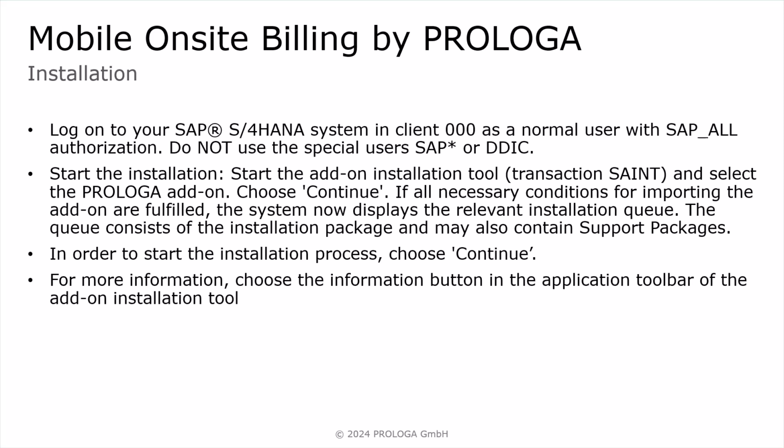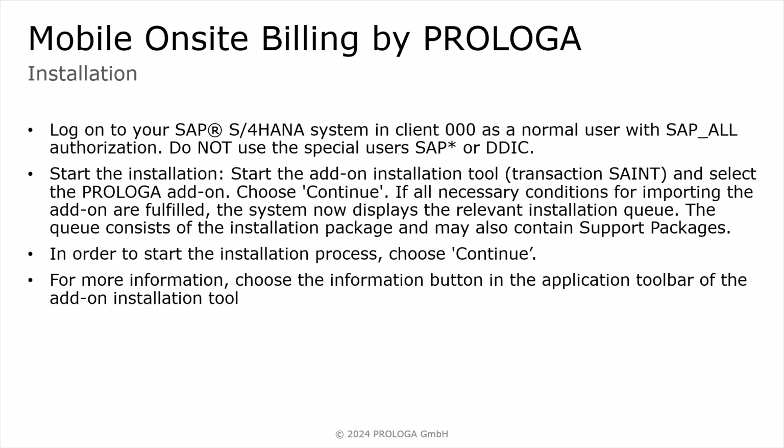Log on to your SAP S4HANA system in client 000 as a normal user with SAP_ALL authorization. Don't use any special users like SAP* or DDIC. Then start the add-on installation tool with the transaction SAINT and select the PROLOGA add-on. Choose Continue.